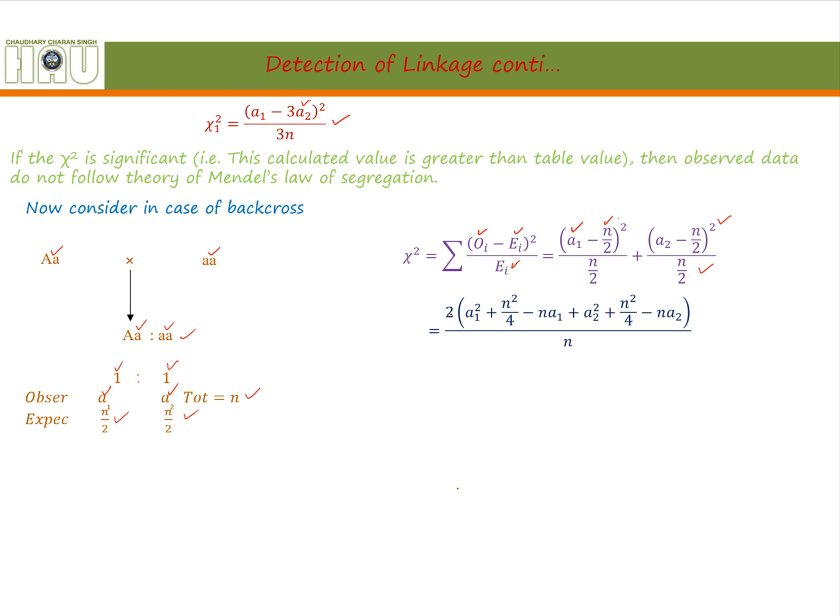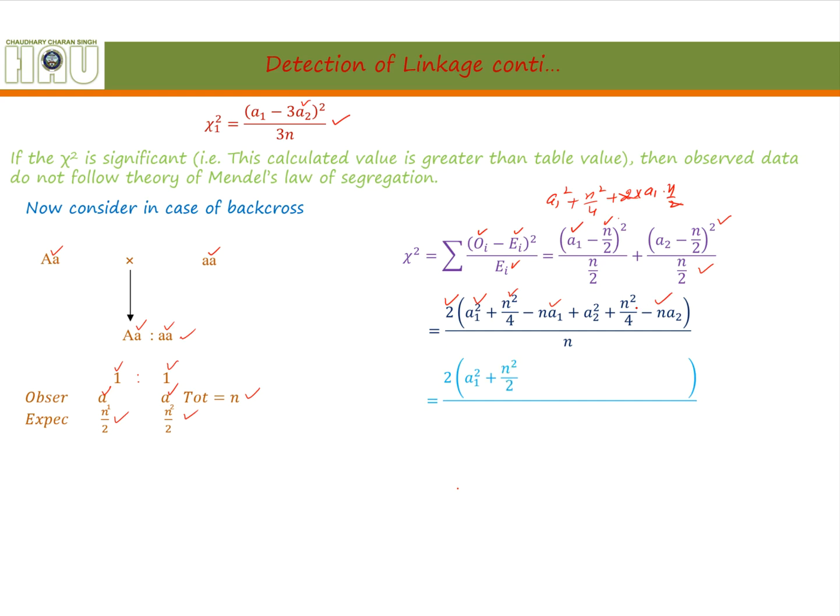since this 2 comes here, I open the bracket: A1 square plus n square by 4 minus n A1. Actually, it is 2 n A1 by 4. When you open this, you will get A1 square plus n square by 4 minus 2 times A1 into n by 2. So this cancelled out, so I will get n A1. Similarly, I will get this expression. I think it is very simple.